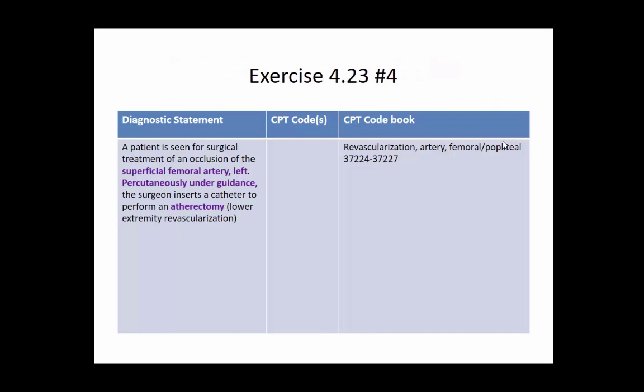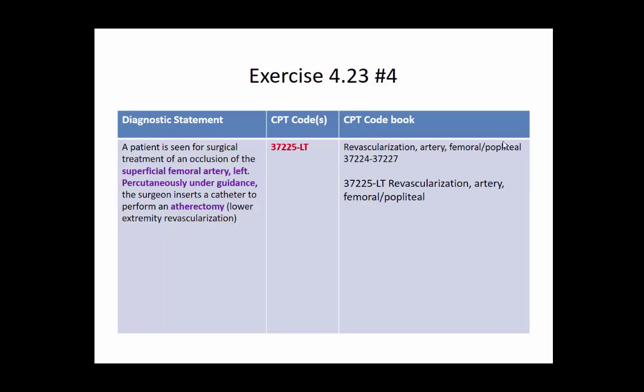Exercise 423, number 4. A patient seen for surgical treatment of an occlusion of the superficial femoral artery left. Percutaneously under guidance, the surgeon inserts a catheter to perform atherectomy, which is a lower extremity revascularization. I highlighted in purple font all the key terms, and the word that I would use for the main term for the index would be the revascularization, which is what an atherectomy is. And you go there, look up revascularization artery femoral, because that's what's occluded is your femoral artery. And there is your code.